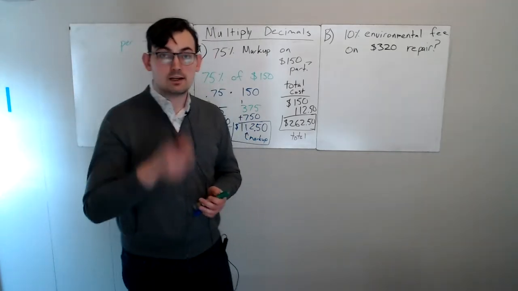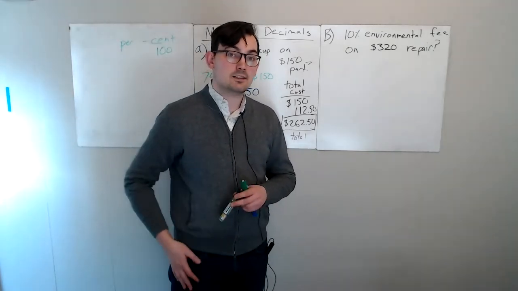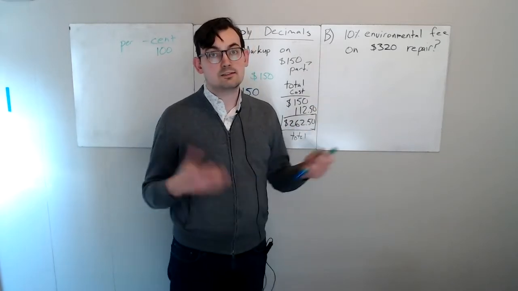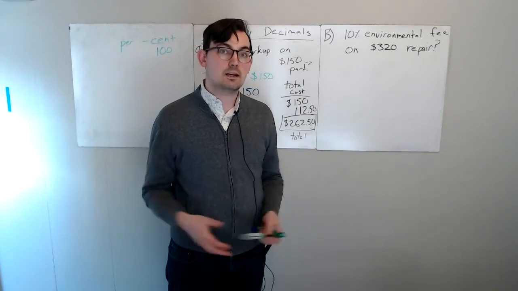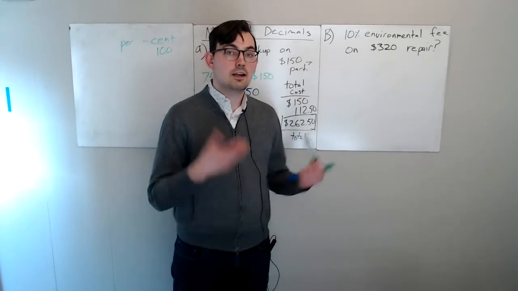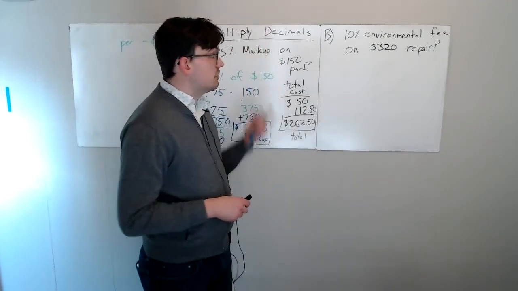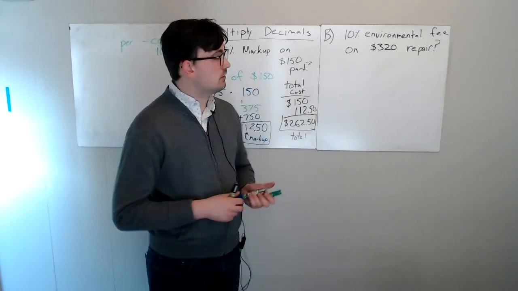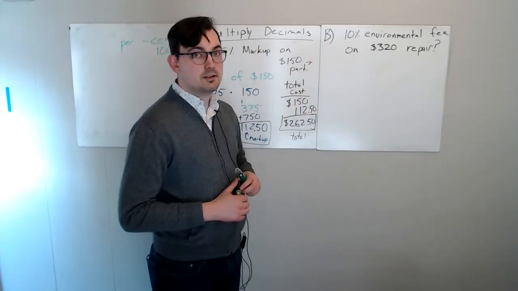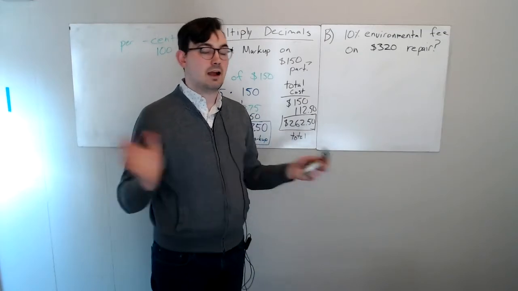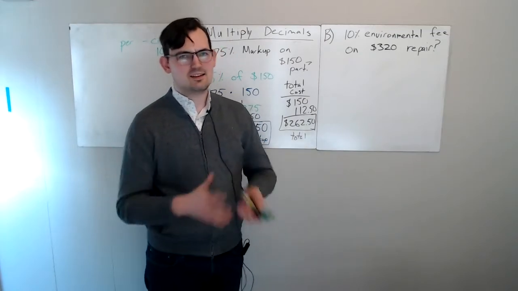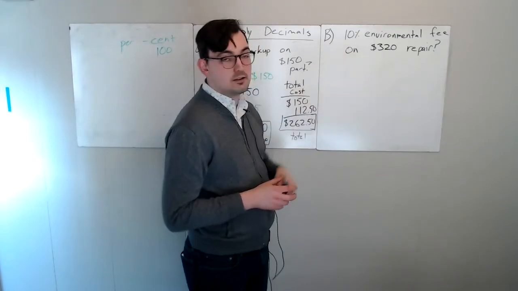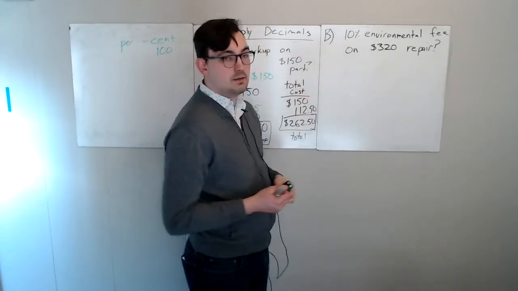Now, an environmental fee is something that's tacked on, a requirement from our local government to cover the cost of, well, working on automobiles creates a lot of waste, right? And when you take fluid out of a car, it has to be disposed of properly. So there's a little environmental fee on top. Now, 10% would be pretty high for this, but this is something that we would put on the invoice, showing, hey, I don't have control of that. It's like sales tax. I have to charge you this, it's okay. So we're going to calculate what this $320 repair would be with 10%.